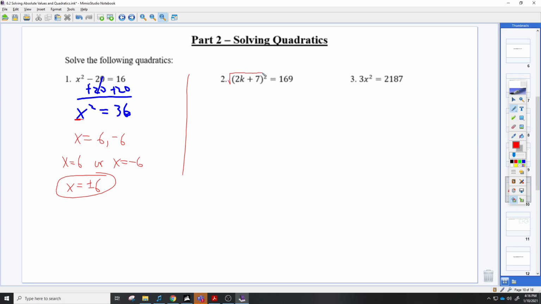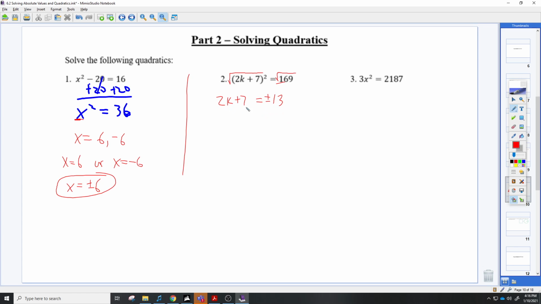If you do the square root symbol on this side and this side, what happens over here is it goes away and you get 2k plus 7 equals, and over here, you're going to get a number. And now this could be, if you do it in your calculator, it ends up being 13. But remember, when you square a number to get 169, it could be either a positive or a negative, so we get plus or minus.